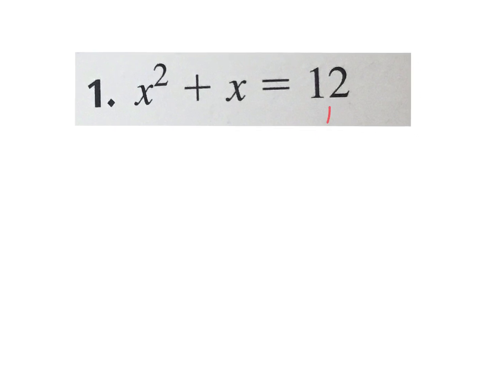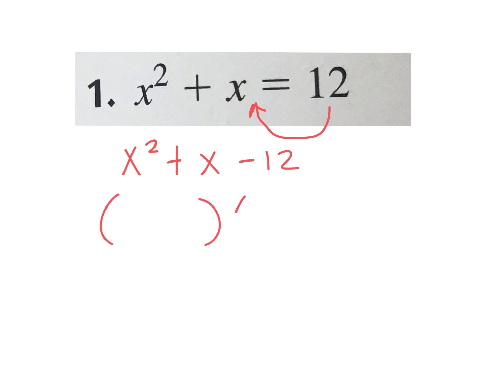Notice it's not on the right side, so we're going to get it moved over. So we have x squared plus x minus 12. We're going into our factor mode. We have x and x. How can I get negative 12 when I multiply, but get positive 1 when I add? What two numbers will let me do that? Wait, 3 and 4. There you go, 3 and 4.